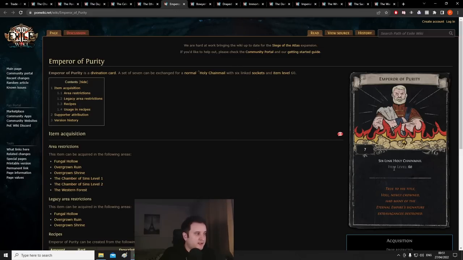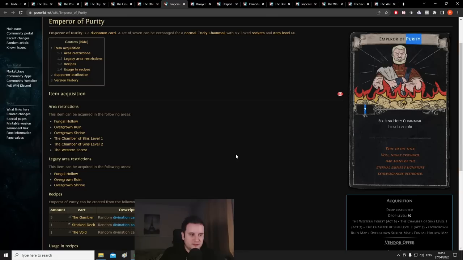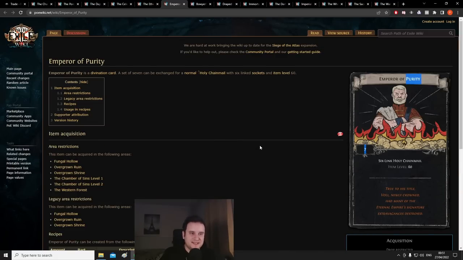Emperor of Purity. This is also something that's usually quite overlooked. These can be quite inexpensive. You can also farm them yourself. Always look at the areas, right? On the wiki, you can actually see where you can target farm them, right? Now, this is only item level 60, which is not that relevant.